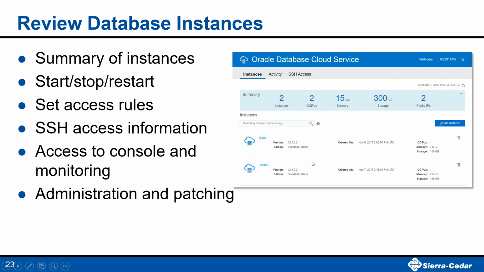From here, I can get access to the console. I can launch Enterprise Manager to monitor the database. I can do patches from here if I wanted to patch the database, and I get notifications. So in this particular screenshot, we don't have any pending patches, but there will be a note right by your database name. Hey, there's at least one patch available, or 2 patches, or patches are pending.